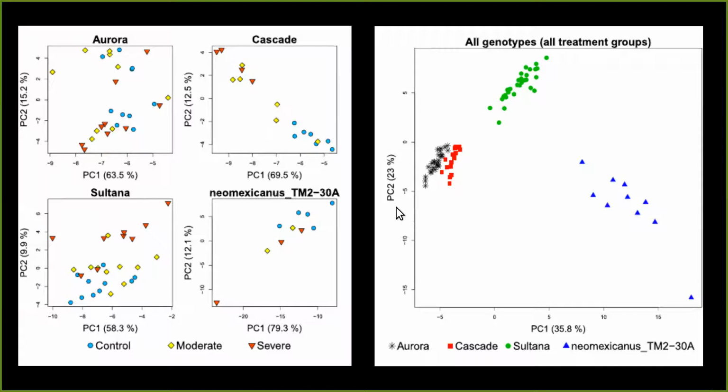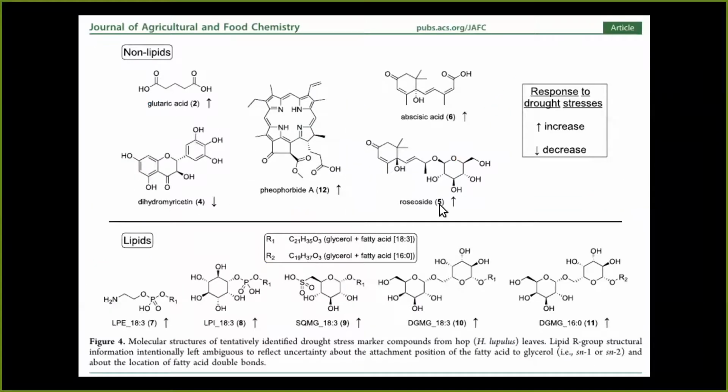So we also asked the question, what specific compounds were most affected by these drought treatments? Here in this figure, we see some of the compounds that were consistently affected by the drought treatments. The arrow next to each of the compound names indicates whether it increased or decreased in response to drought stress. So whether it was higher in the severe treatment group or lower in the severe treatment group. With the exception of this compound, they were all higher in the drought treated plants.